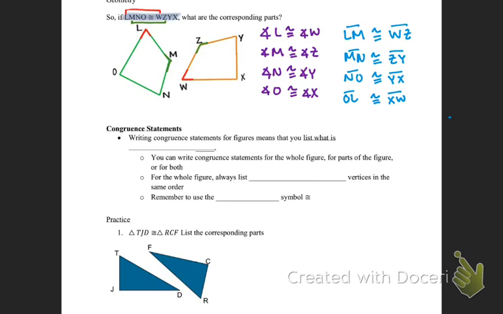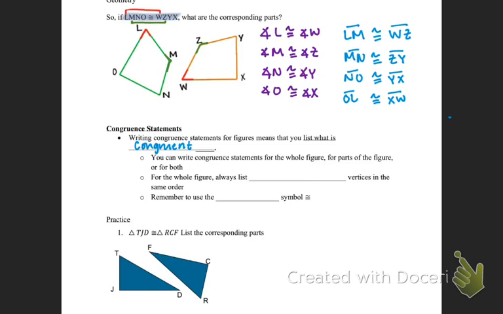That leads us into what our congruent statements are. Now, the congruent statements are exactly what's highlighted up above. It's when you state what figures are actually congruent. You're listing what's congruent to what else. What triangle is congruent to which other triangle. Which quadrilateral is congruent to what other quadrilateral. So when we write our congruent statements, you can write them for the entire figure, like we have highlighted above. LMNO is congruent to WZYX. Or you can list them for the individual pieces.